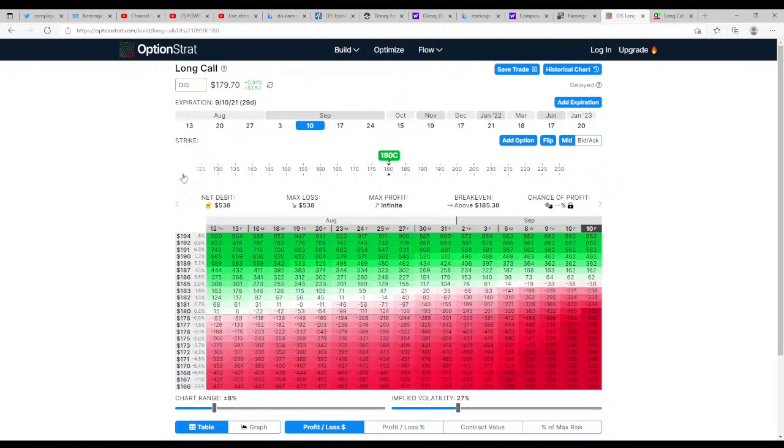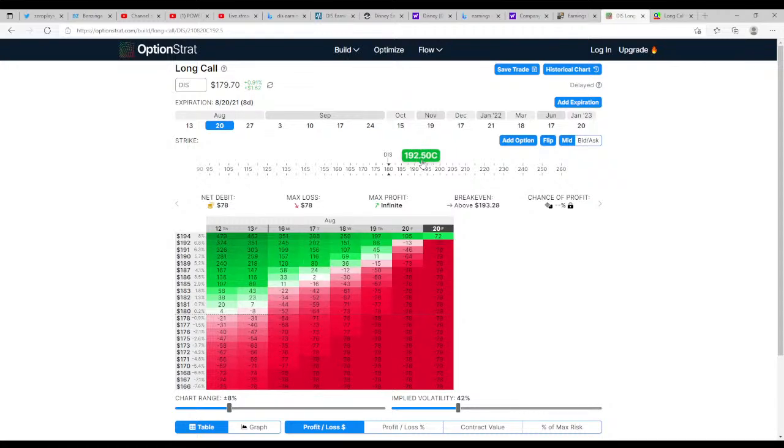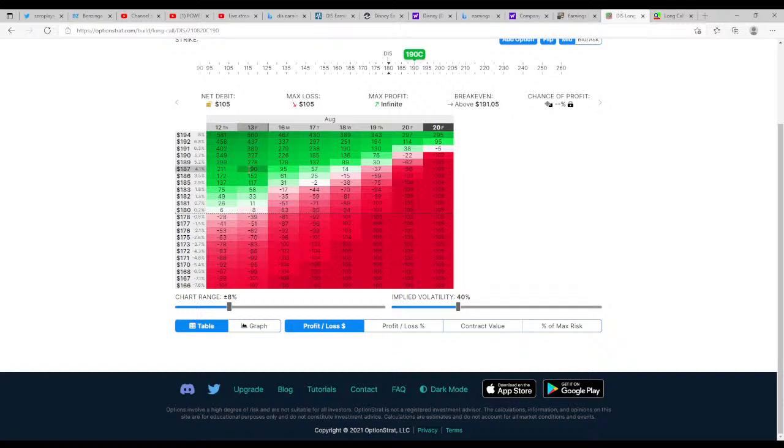Okay, so we're on Disney. So it's got all the information it needs. So first we want to go to our date. We're doing it for August 20th. And then we want to put it on our call right here, which was 190. Right there. So now we can look down here. Now this is in percentage, I'm pretty sure. Yeah, it says the chart ranges plus or minus 8%.